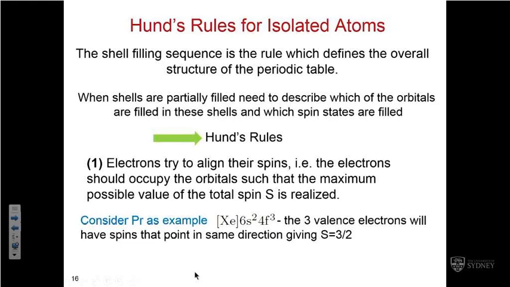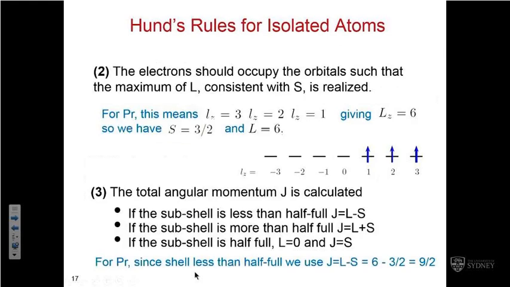What's the next rule? We know how to put the spins. The next rule says that we need to occupy the orbitals such that we maximize L, big L. Big L is equal to the sum of those Lz's. Let's think about it. For praseodymium, it was our f shell that is partially filled, so we're dealing with an f shell.